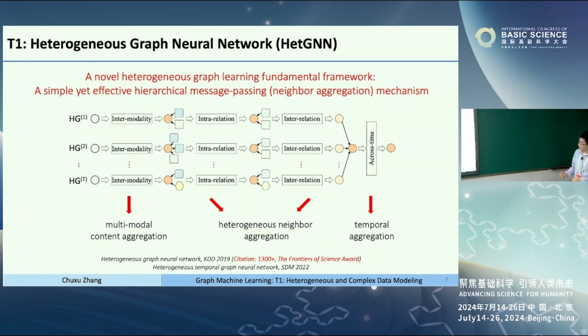To solve these three data challenges, we introduce three layers of aggregation. The first layer is multimodality aggregators, to solve the first challenge. For the heterogeneous structure challenge, we introduce heterogeneous neighbor aggregation mechanisms, to solve the second challenge. And to solve the dynamic or temporal challenge, we introduce the third layer of aggregation called the temporal aggregations. In the following few pages, I will briefly introduce these three layers of aggregation.